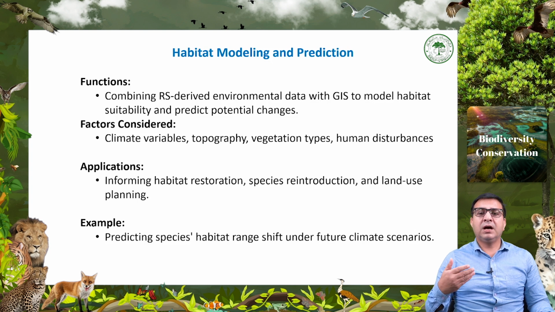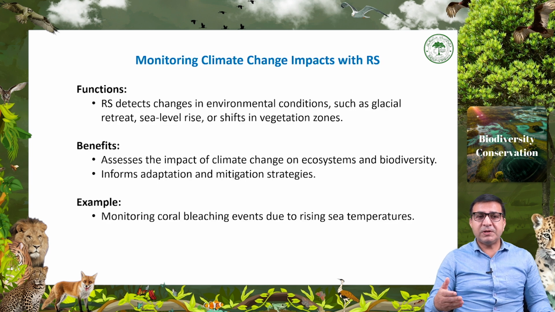For example, conservationists might use habitat modeling to predict how an endangered species' habitat will shift in response to climate change, thus helping in prioritizing areas for conservation or restoration efforts. Habitat models help conservationists plan ahead by predicting the effects of environmental change on species and their habitats. And another application is monitoring climate change impacts with RS.